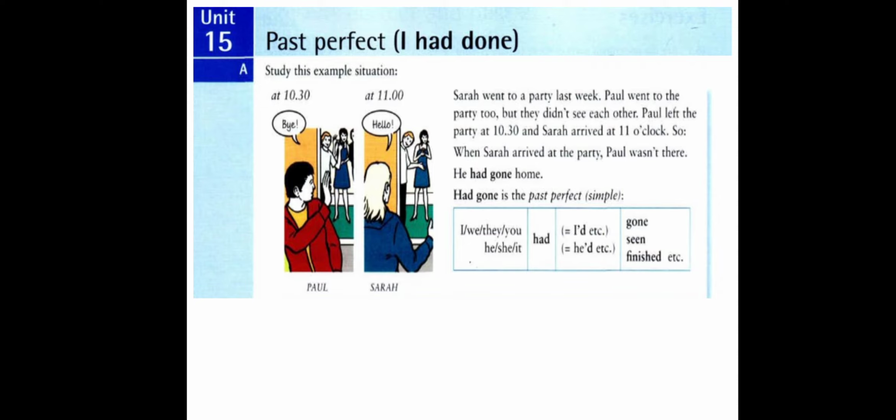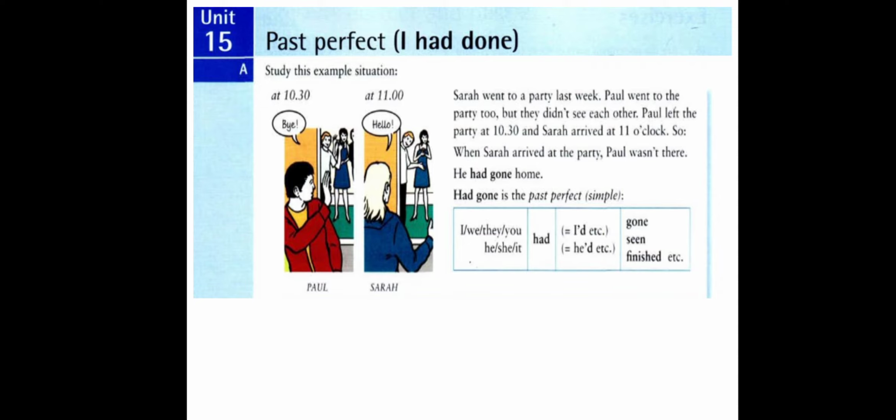So we use the past simple and the past perfect together with sentences joined by the subordinate conjunction when, and before and after as well. We can use when, we can use before and after. Had gone is the past perfect simple. So the form had gone, had plus past participle, is the past perfect simple.